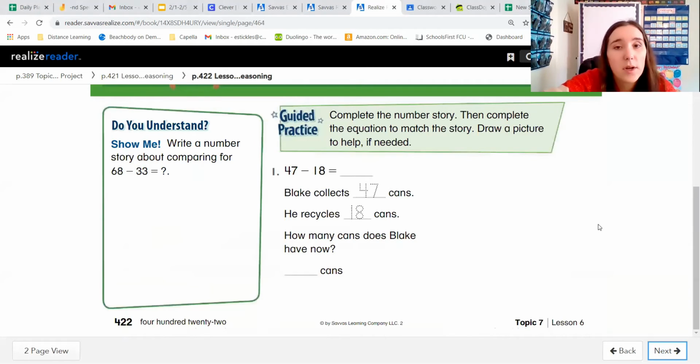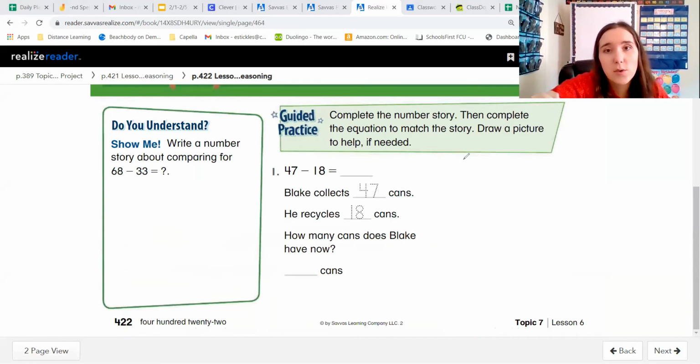Okay, we need to go do a couple practice problems in our workbook. Let's go grab those. Okay, we're going to start off on page 422 in our workbook. So make sure you have your workbook and you're on page 422 with your pencil. And we're going to do this guided practice problem together. It says complete the number story, then complete the equation to match the story. Draw a picture to help if needed. So the problem is 47 minus 18 equals some number.